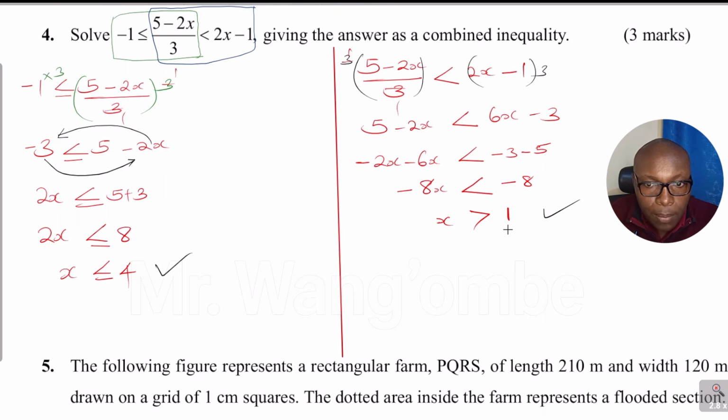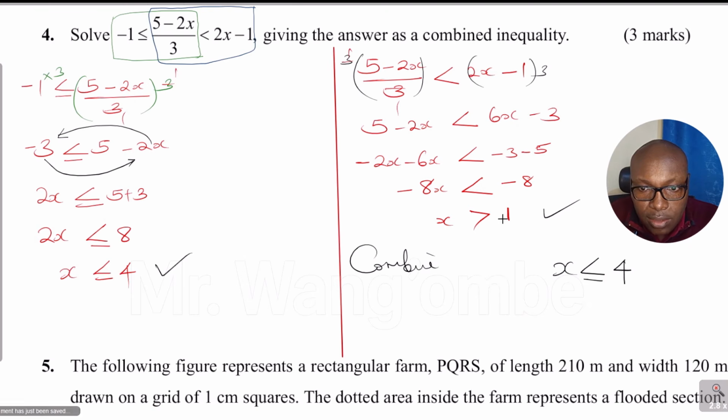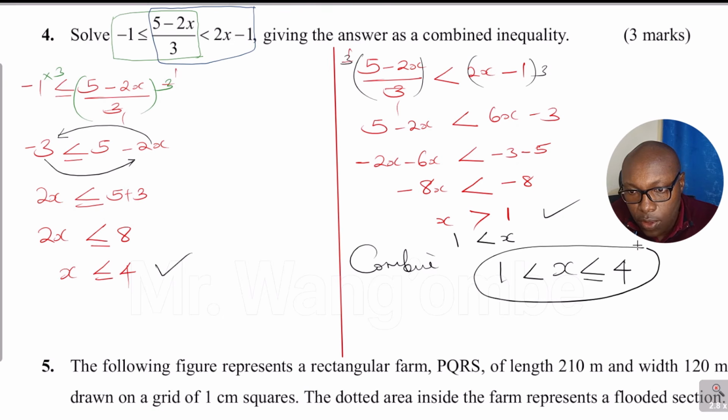So you need now to combine them. Combining the two, you have x at the center, less than or equal to 4, and then x is greater than 1, so that means 1 is less than x. You can just put it here, 1 is less than x, and by doing so you have the combined inequality there. We go to question 5.